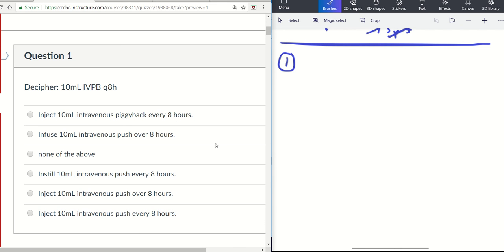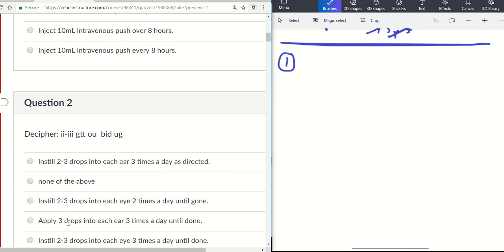All right, deciphering. 10 mLs IVPB. What's the verb? Inject. Uh-oh. It's going to be piggyback, so it's going to be infuse. Piggyback is going to be in a bag, so we infuse it. So we're going to infuse 10 mLs intravenous piggyback every 8 hours. Which one's correct? None of them. Dun, dun, dun. So it's not there. Make sure you select it. So if you did inject or instill, that's the first thing, the correct verb.